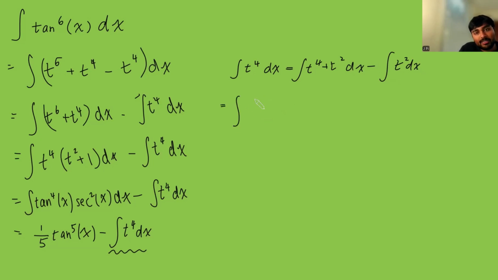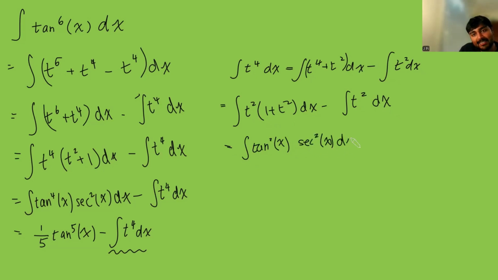And again, with the first one, we can factor out a t squared. So it's going to be t squared times 1 plus t squared dx minus the integral of t squared dx. Okay, cool. Now this is equal to the integral of tan squared x times 1 plus tan squared x is sec squared x dx, and then minus the integral of tan squared x dx.